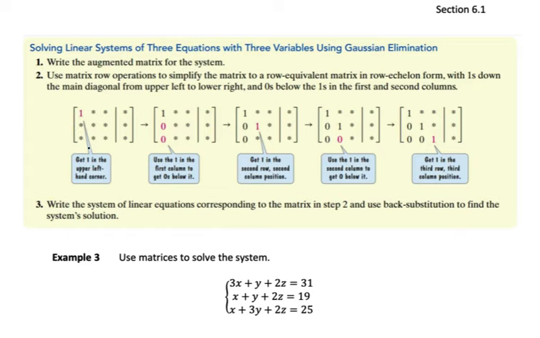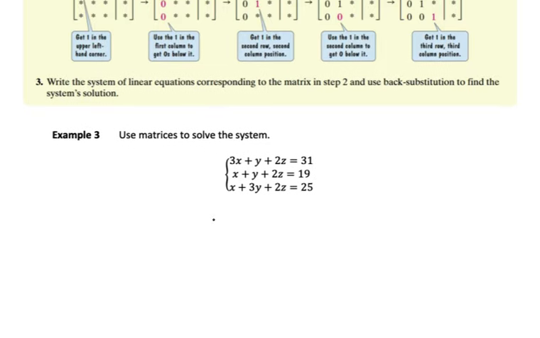The order is that first you get the 1 in the upper left hand corner, and then you use the 1 to get zeros below it. Then you get the 1 in the second row, second column, and then use the 1 to get 0 below it. And lastly, you get the 1 in the third row, third column. Once you have the matrix into row echelon form, you write it back into a system of equations and use substitution to solve. So we're going to look at example 3 from the textbook.